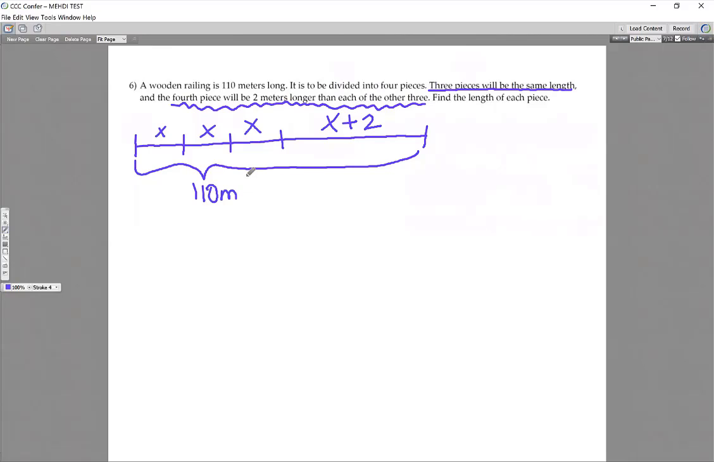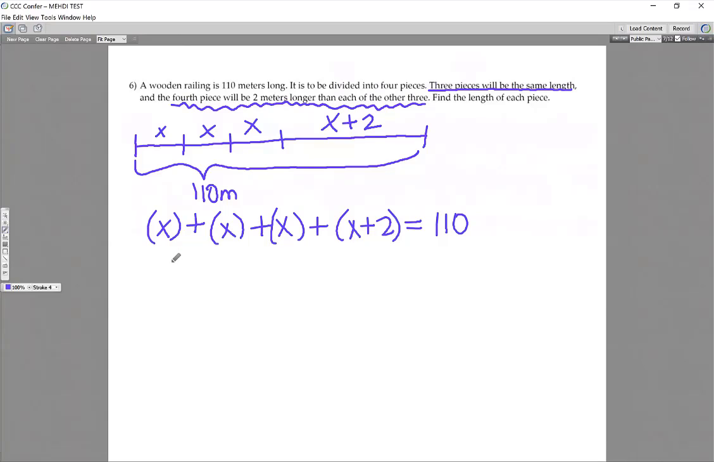Okay, so from here we can set up our equation. So we know that the sum of all of these pieces is equal to 110. So we can add everything together. So we have x plus x plus x plus x plus 2 equals 110.